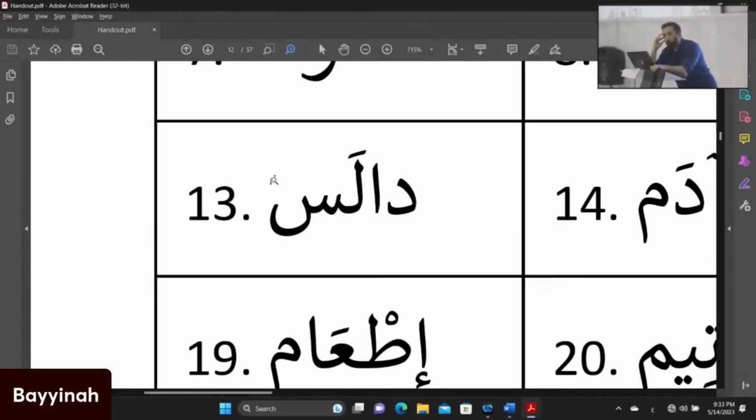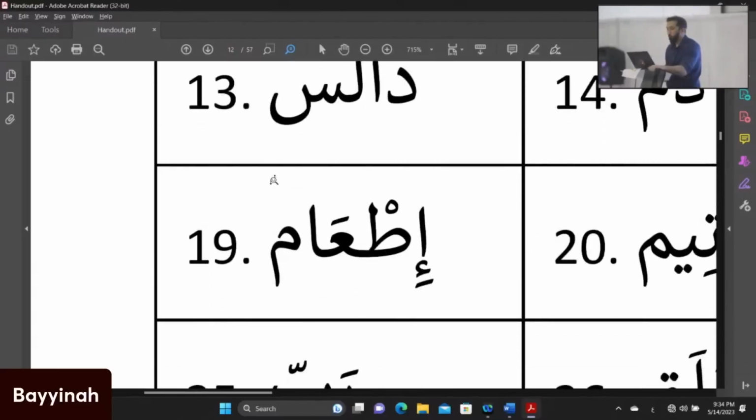Fully flexible, partly flexible, non-flexible? I mean, we're not talking about non-flexible. It's partly flexible, because places and foreigners are partly flexible. This is a place, so it's partly flexible. Which means the rafa', nasb, and jar version are what? The rafa' version, Dalasu. Nasb version, Dalasa. Jar version, Dalasa.